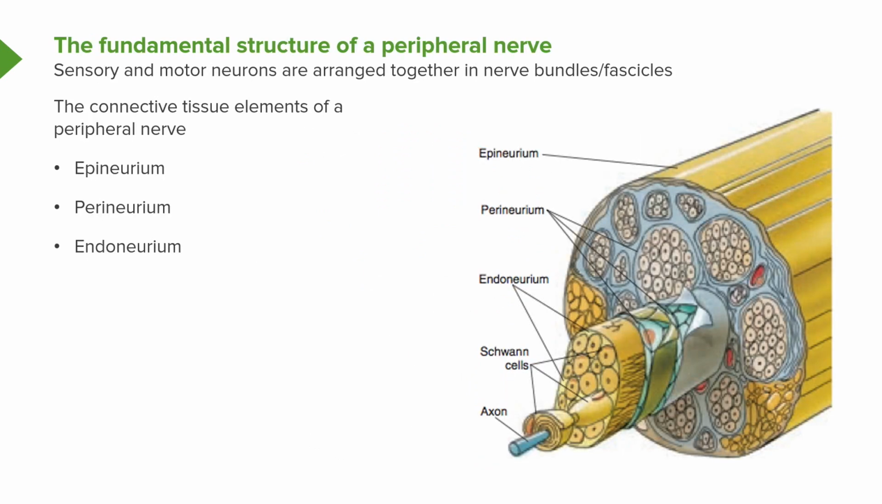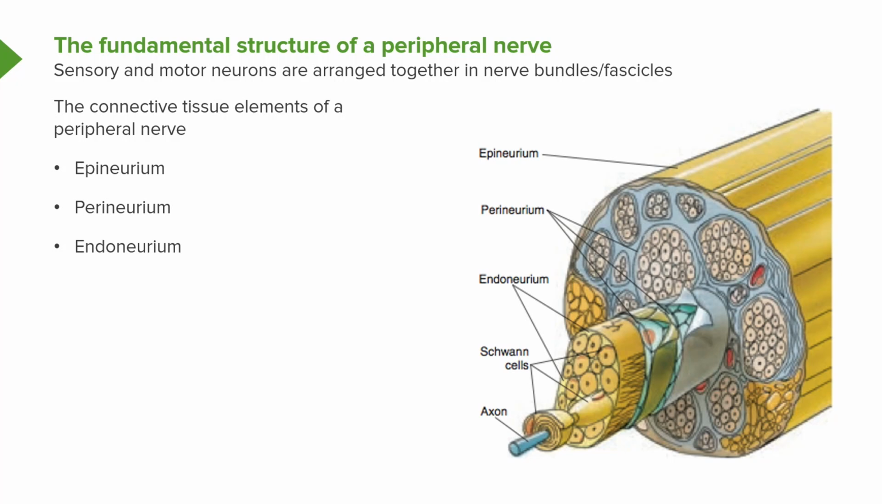So with that background knowledge about the structure of the spinal nerve and the axons it contains, let's now have a look at how the spinal nerve is structured. It's wrapped up by a number of connective tissue components. They are the epineurium, the perineurium, and the endoneurium. The epineurium is on the outside.